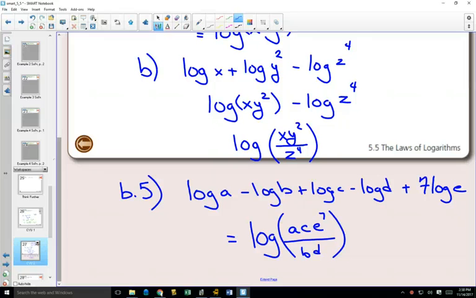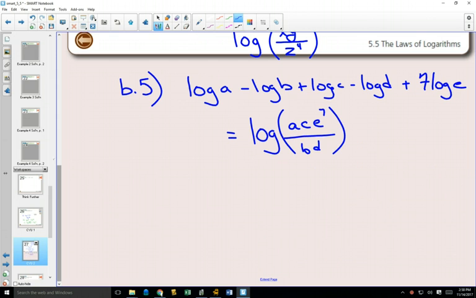So when you have multiple logs and you're combining it as a single log, whichever ones are positive will end up in the numerator, whichever ones are negative will end up in the denominator. And can you see that we could have done B a lot quicker that way? Can you see that both the x and the y squared are positive, they end up in our numerator. And the z to the 4 is negative, it ends up in the denominator. Which is helpful because if you try to do it one at a time, you'll probably make a mistake with a negative somewhere along the line and then it runs into some problems.